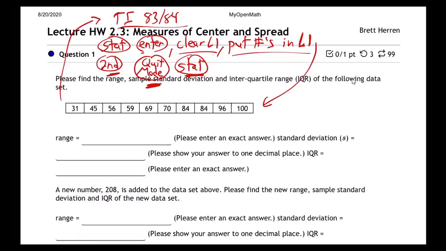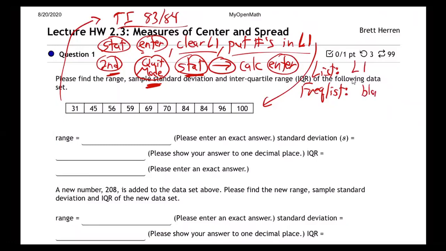This time we go over with the right arrow to the calc menu and hit enter, because we're going to calculate. And then it'll ask you for the frequency list. You put in L1, you leave the frequency list blank, and on calculate, you hit enter, and it'll give you the numbers you need. So there it is. That's how we do it.